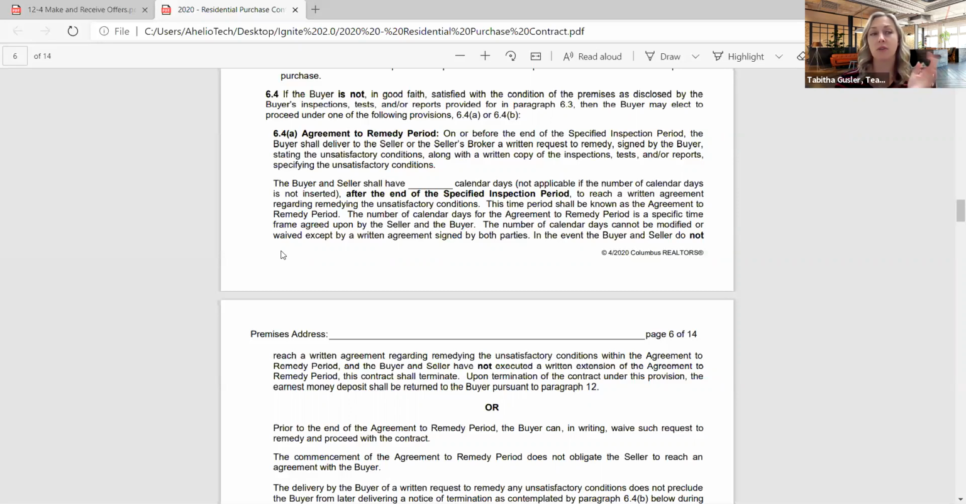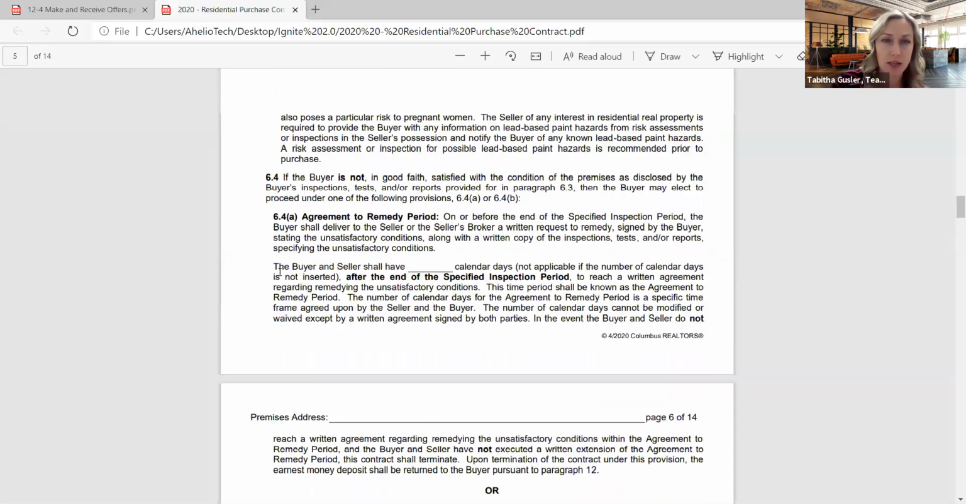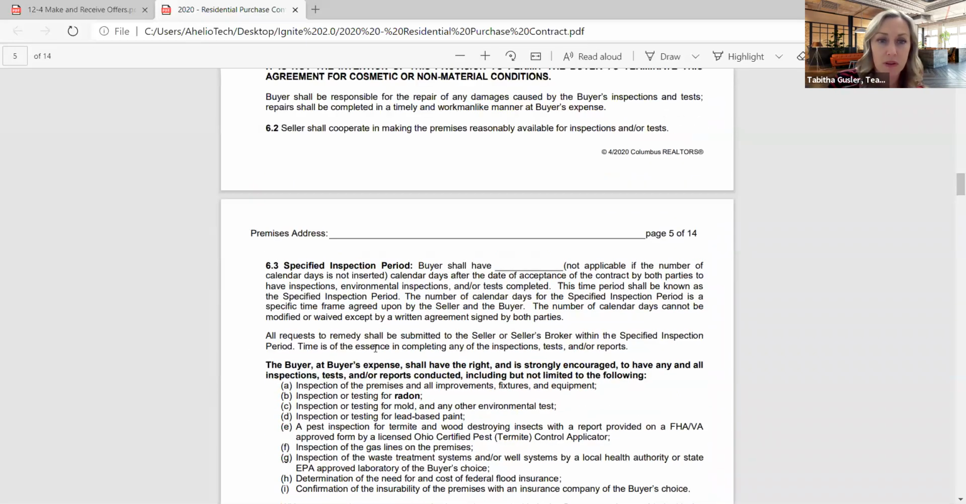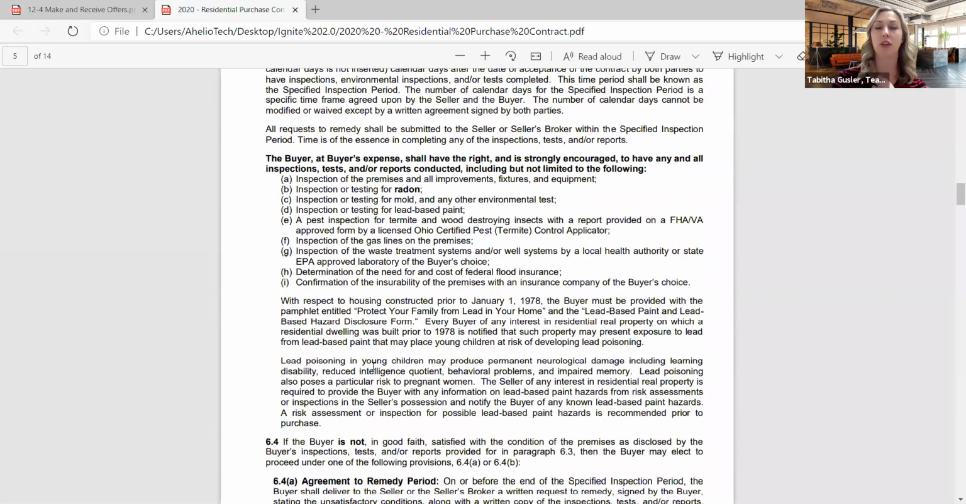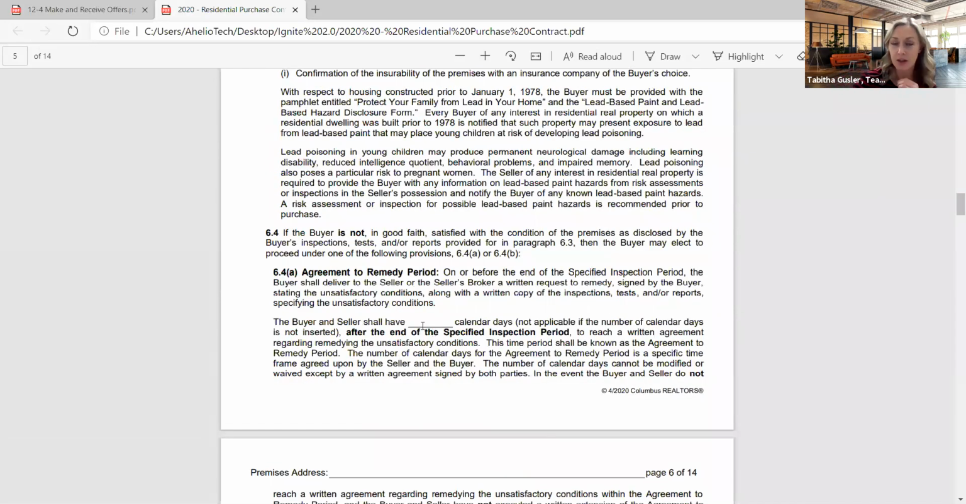They need to do every single test they want, and they need to make their whole list of unsatisfactory conditions by the end of day 10, or whatever you put in 6.3, I don't have all the numbers memorized. And then you have whatever number of days here to come to an agreement. So when you send the buyer's request to remedy, that has to happen by day 10. And the most common number we see here is 5. So then you guys have 5 days of back and forth to come to a full agreement, right?